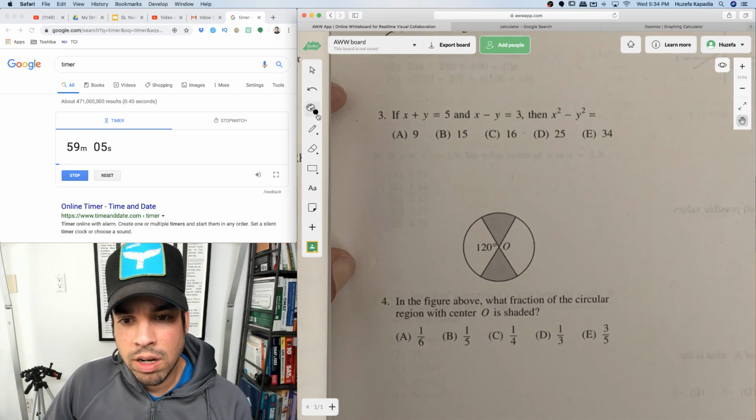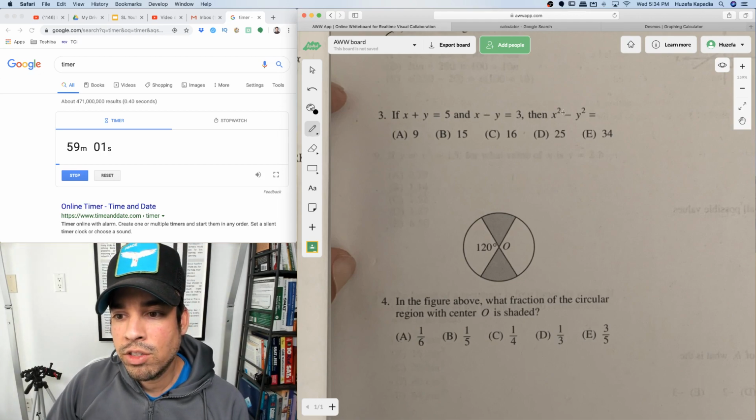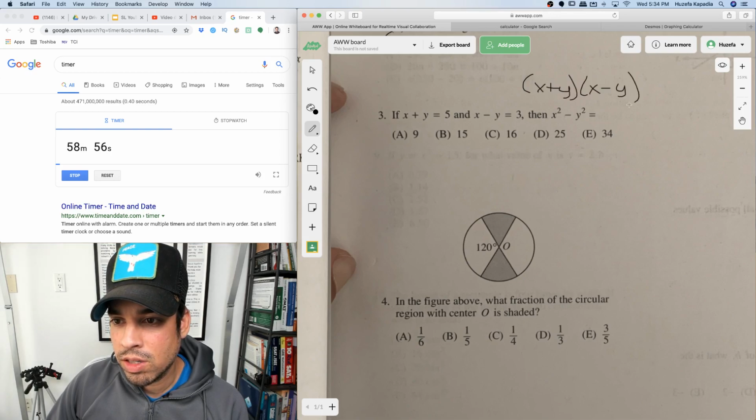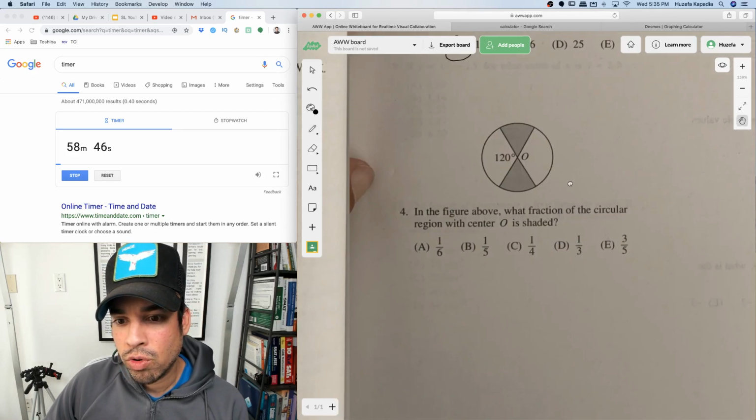If x plus y equals 5, x minus y equals 3, and x squared minus y squared... Okay, check this out. x squared minus y squared is simply x plus y times x minus y. It's a difference of squares, so it's literally 5 times 3, which is 15. Done. Don't need to solve. If we know that little shortcut, it saves you some time.